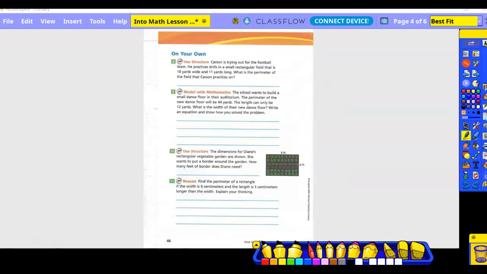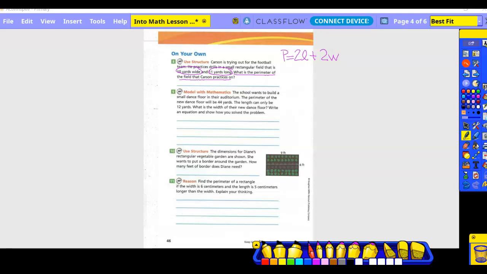On your own, number 8. Carson is trying out for the football team. He practices drills in a small rectangular field that is 10 yards wide and 11 yards long. What is the perimeter of the field that Carson practices on? So we need to pull out our information: 10 yards wide, 11 yards long, and we want the perimeter of the field. So what is our formula? P equals 2L plus 2W for length and width.